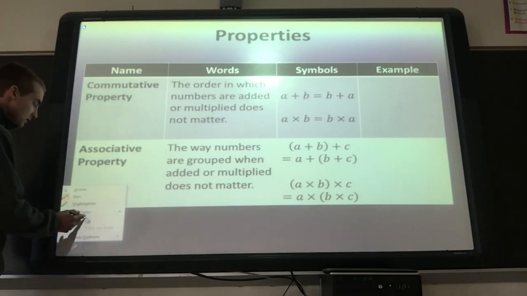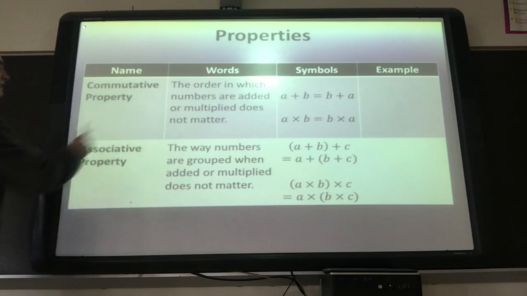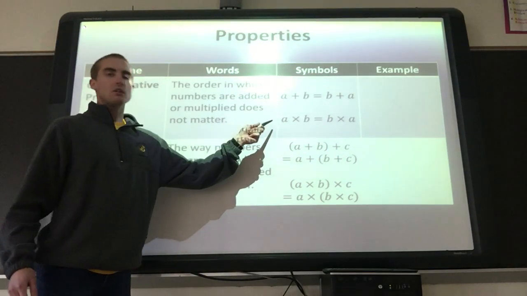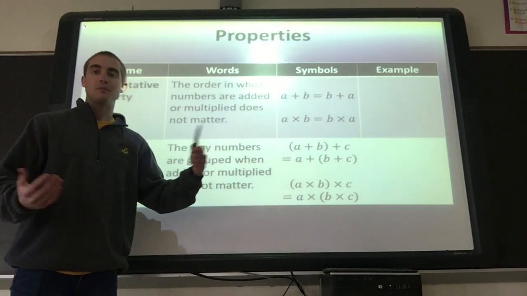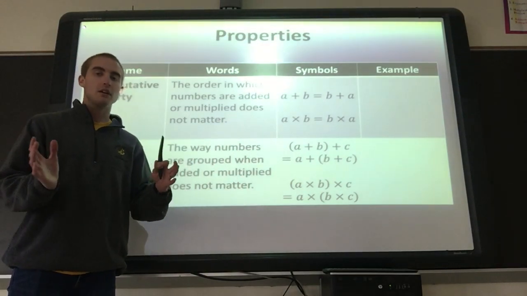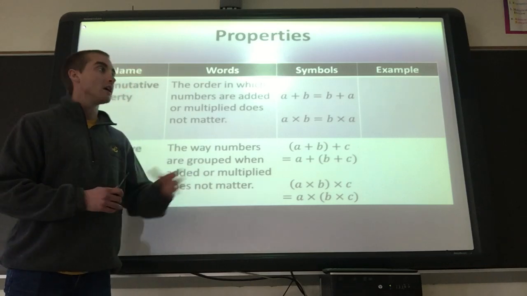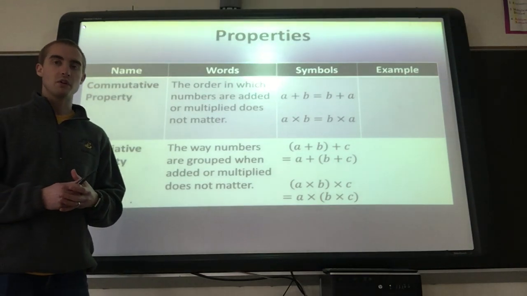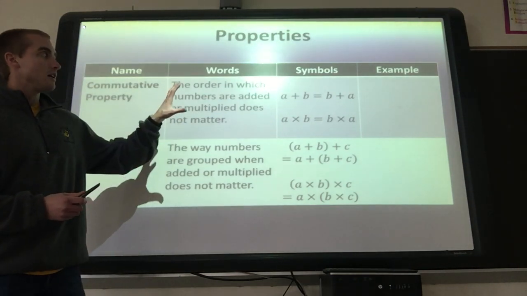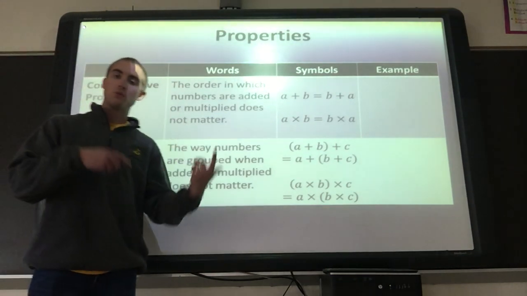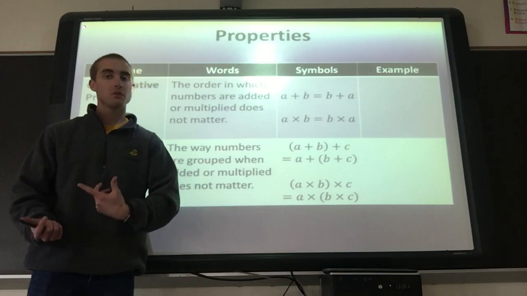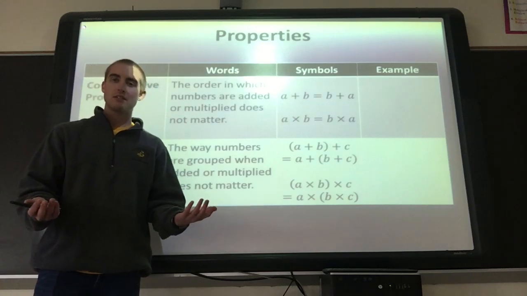So the commutative property says that the order in which numbers are added or multiplied does not matter. Notice that we are talking about addition and multiplication here, not subtraction, not division. Just adding and multiplying is when this commutative property can work. We can switch up the order when we add, we can switch up the order when we multiply, and we're still going to get the same thing.